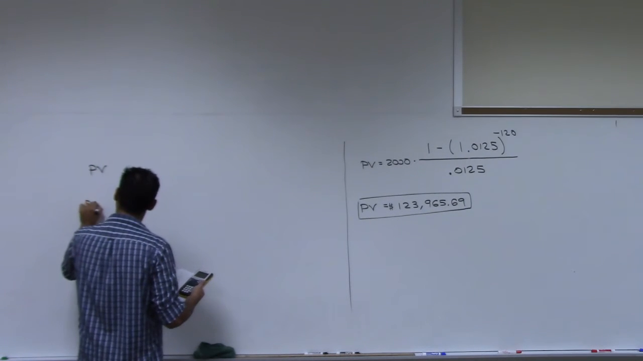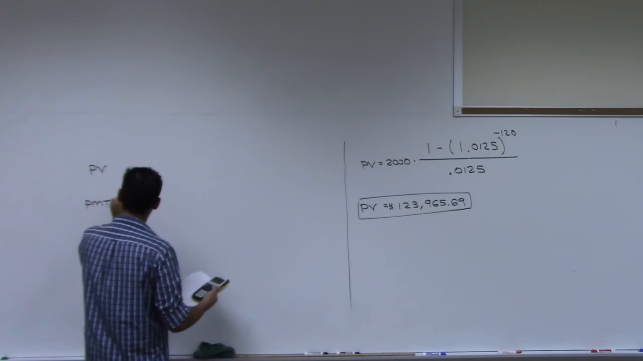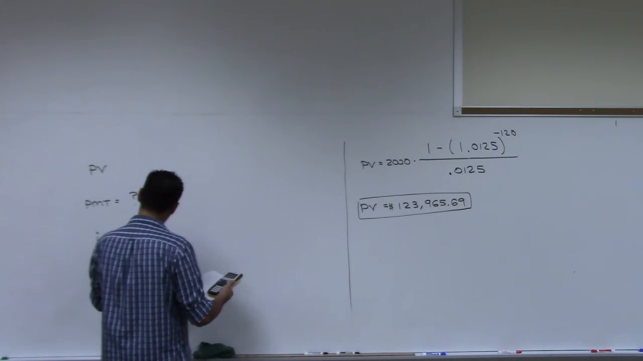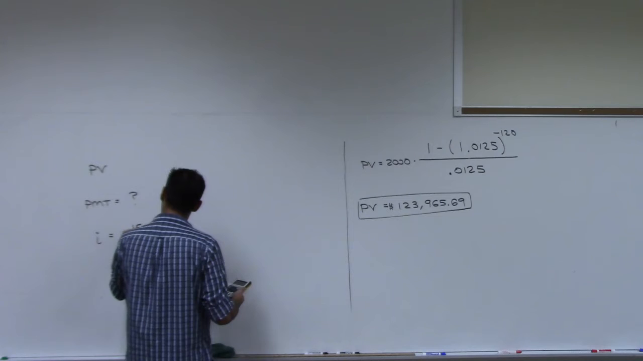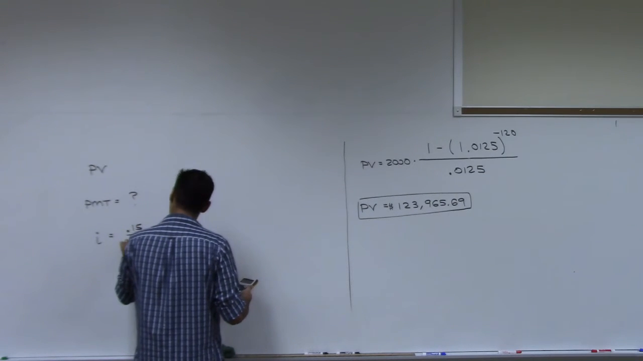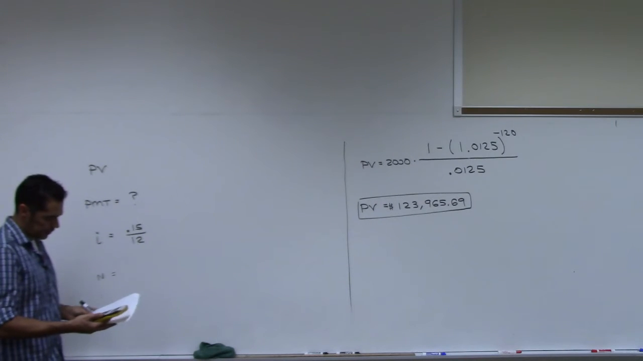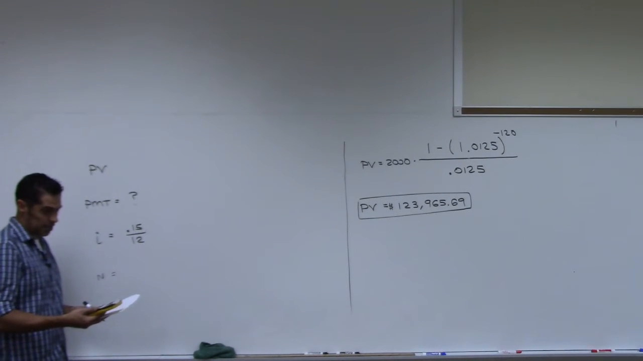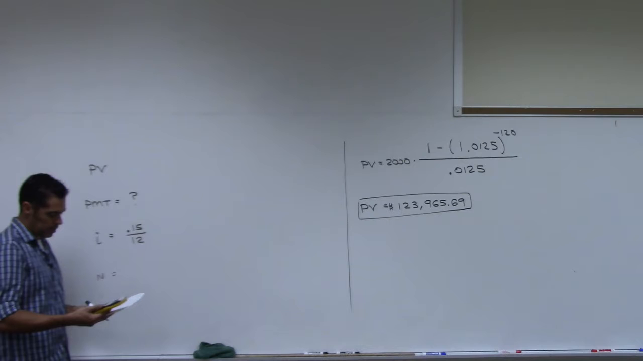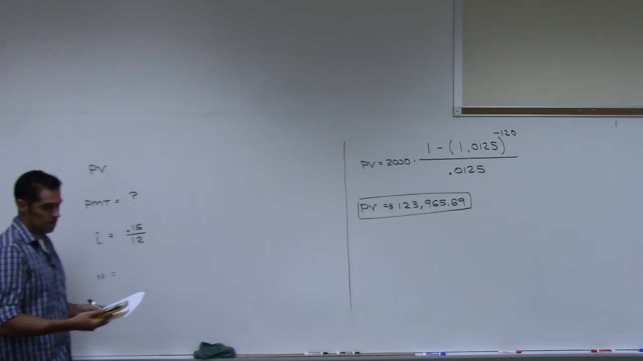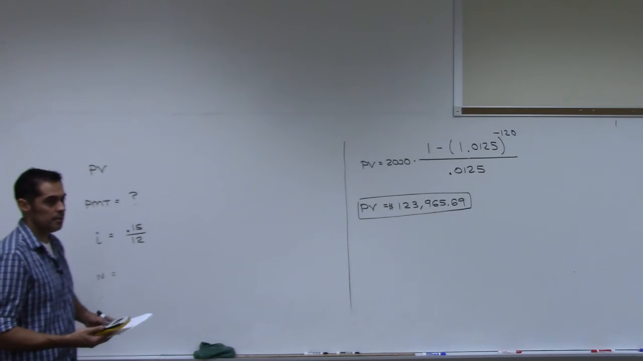Do we know the payment? No, that's the question, right? Do we know the interest rate? 15%. It's compounded how many times? Monthly, right? So 12. Do we know N, the total number of payments? This one's tricky. 18 equal monthly payments. Yes.